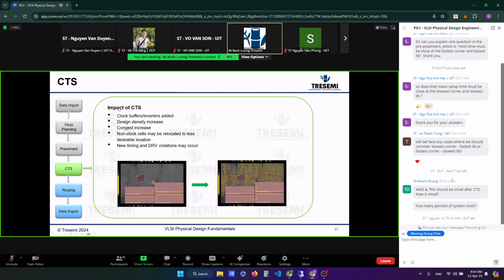Okay, so everybody understood why these are the impacts to the designs after clock tree synthesis. Okay, so you understand why there could be new timing or DRV violations occurring? Anybody chime in? Tell me why there could be new timing or DRV violations after CTS.